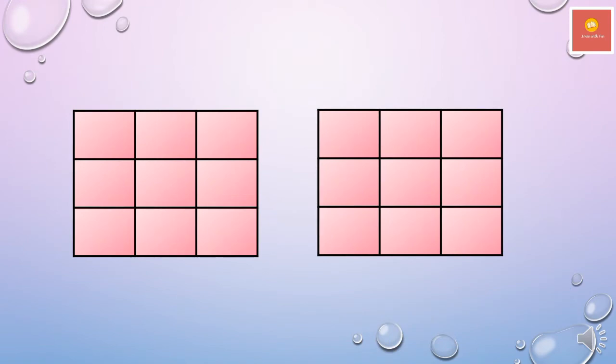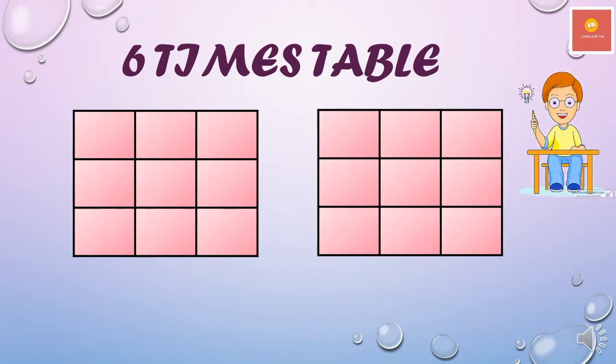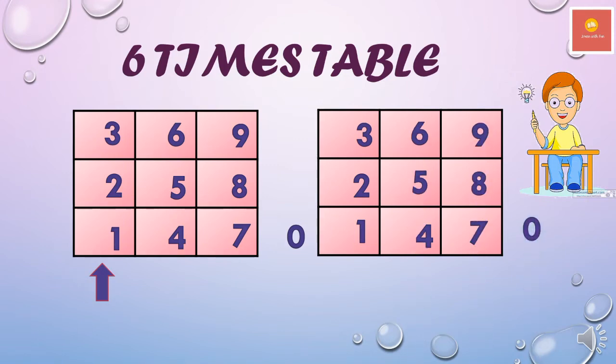It's time to learn the 6 times table. Here are a few tips and tricks that will help you remember it. For this, you have to draw 2 tables. Each will have 3 columns and 3 rows. So let's start adding. From the bottom, 1, 2, 3, 4, 5, 6, 7, 8, 9, 0. In the second table as well, we are going to add the numbers from the bottom: 1, 2, 3, 4, 5, 6, 7, 8, 9 and 0 again.